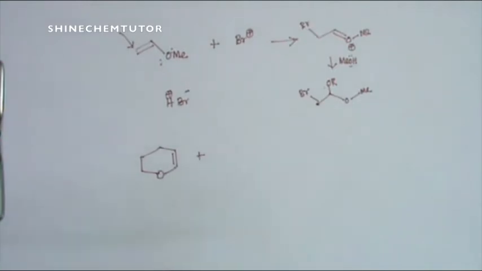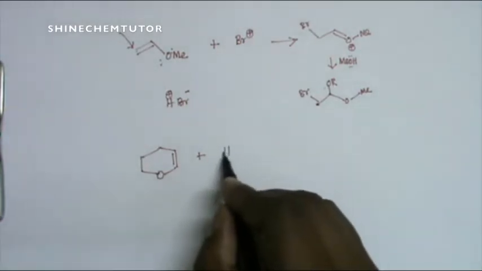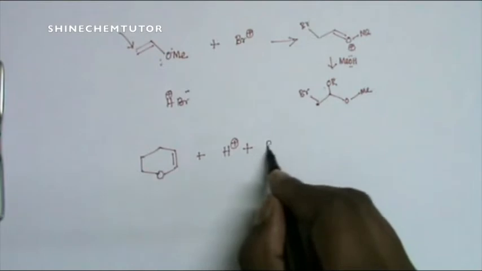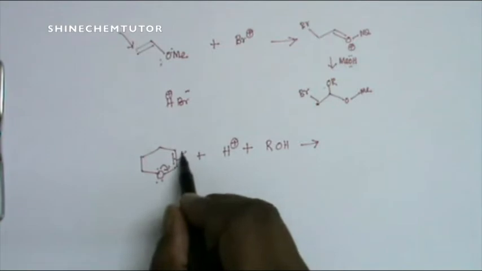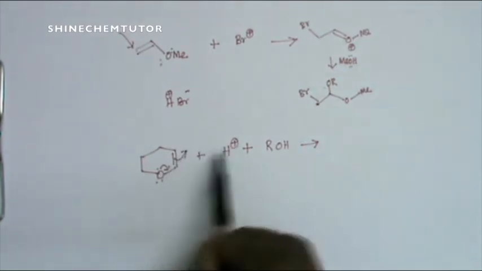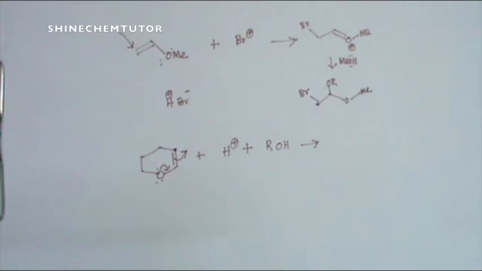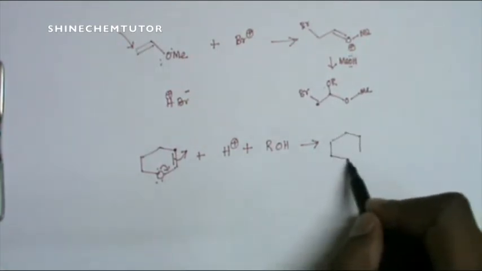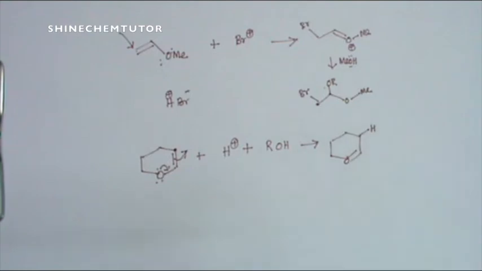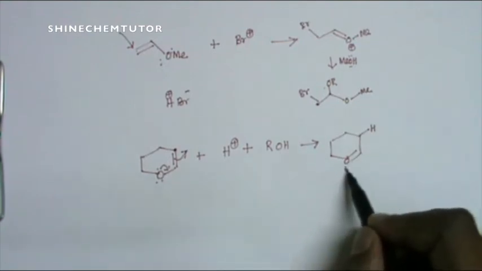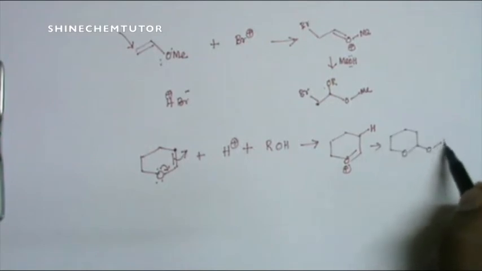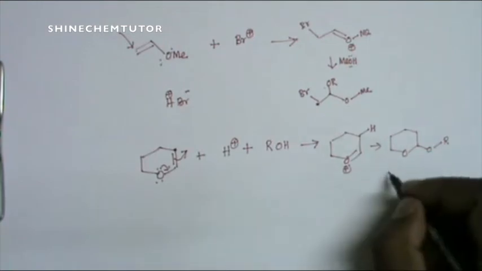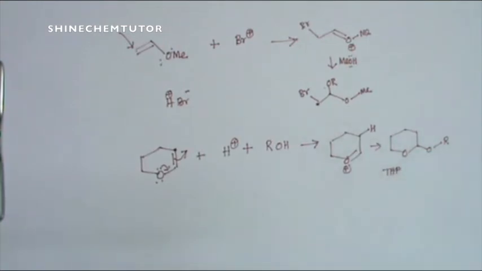Let us go for this particular substrate, dihydropyran. To this, if you add H plus and alcohol, this double bond will attack H plus from this carbon. After that, alcohol will attack here. We get this one. So basically, it is tetrahydropyranyl protection of alcohol.